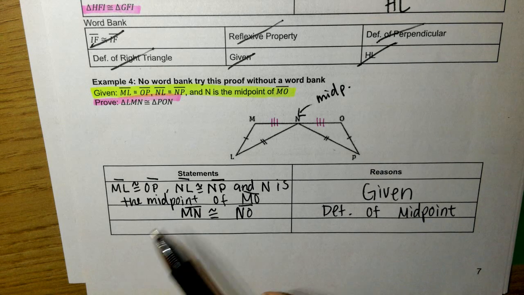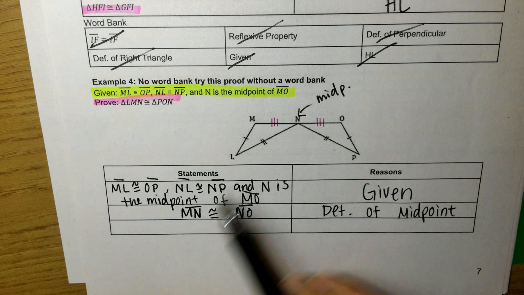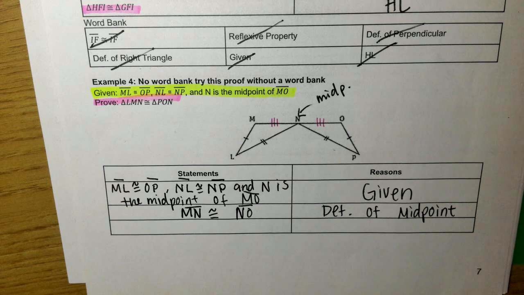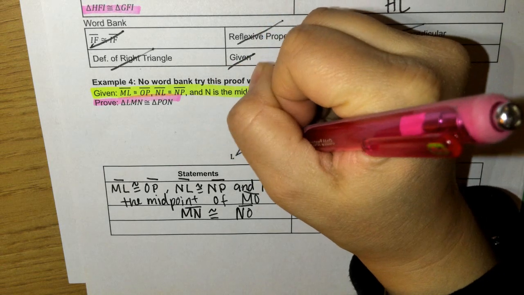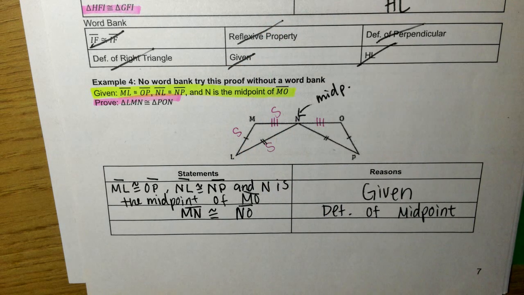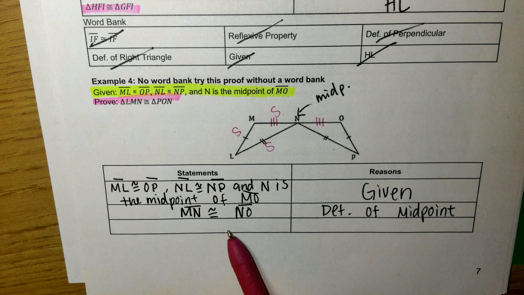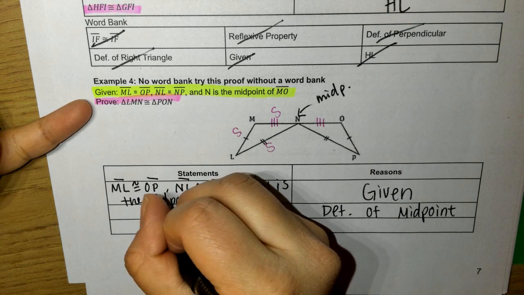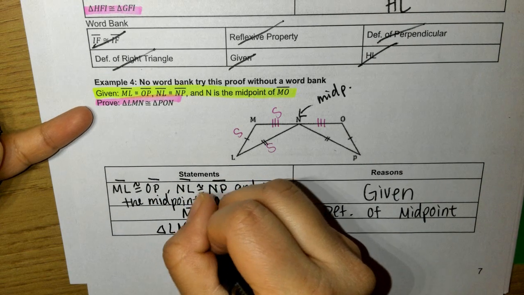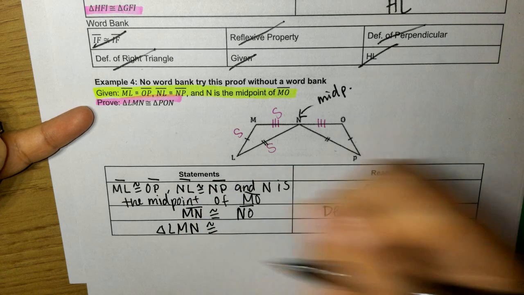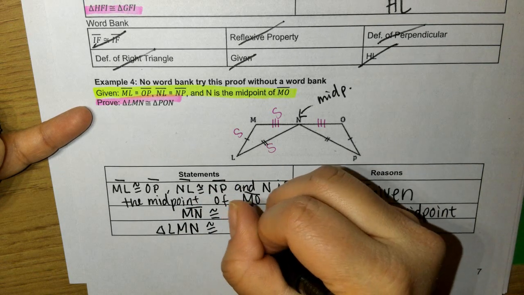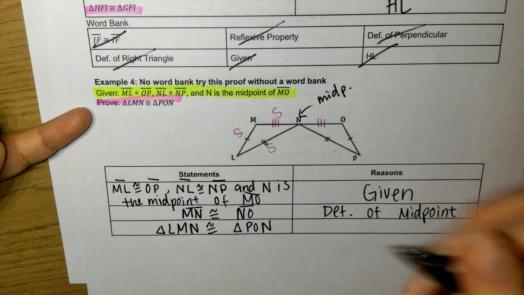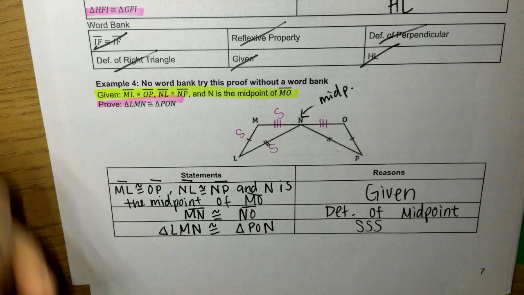Okay, moving on. What's the last box? Well, notice we got our 3 things. This is a side, this is a side, and this is a side. I know this is side, side, side congruence. What goes in this last box? It'll be our proof, so I need to rewrite it, and make sure you rewrite it exactly like it was stated. Triangle LMN is congruent to triangle PON because of side, side, side congruence.